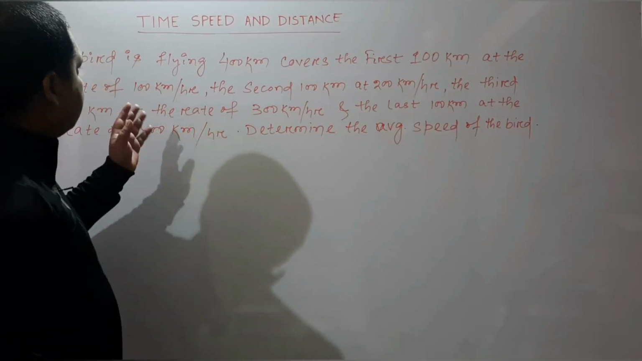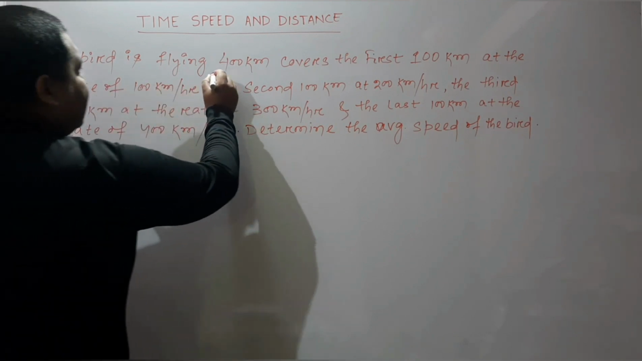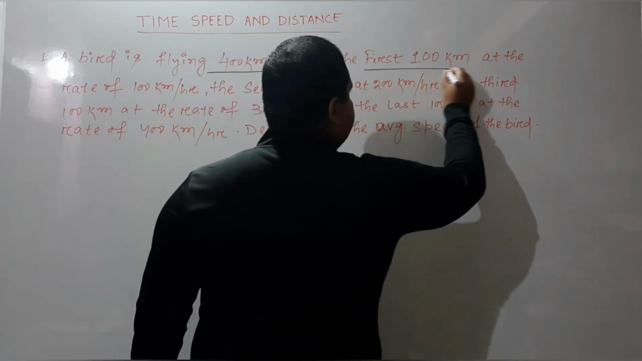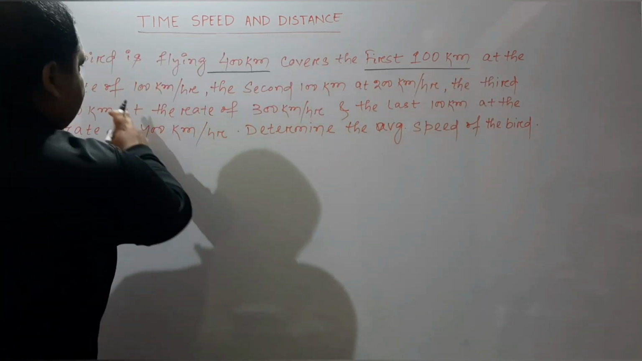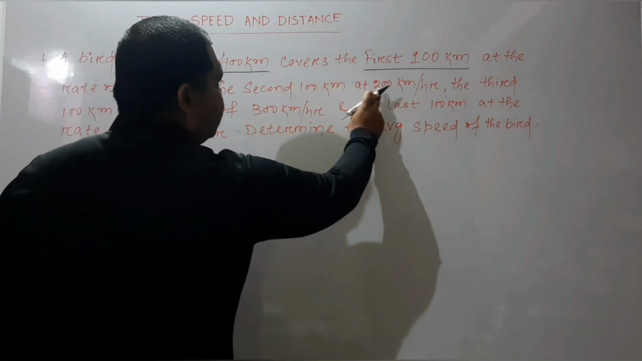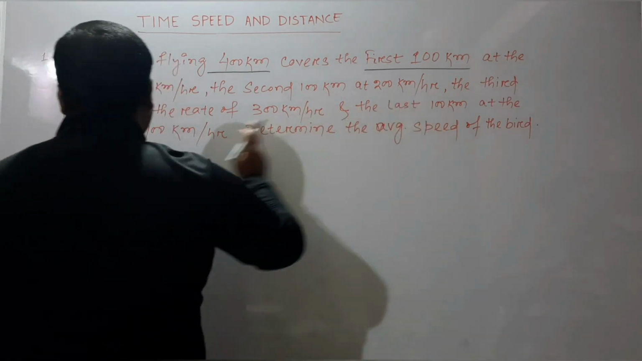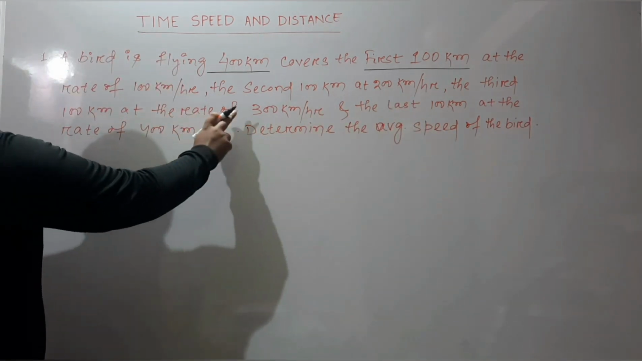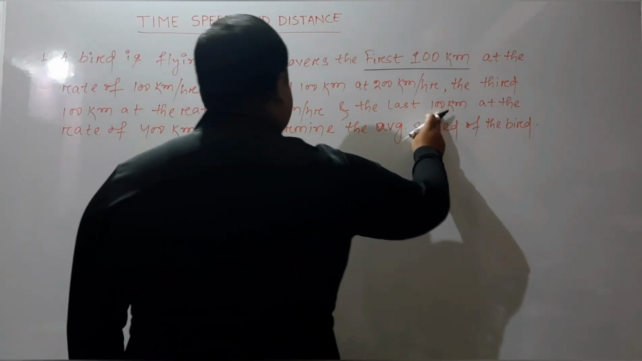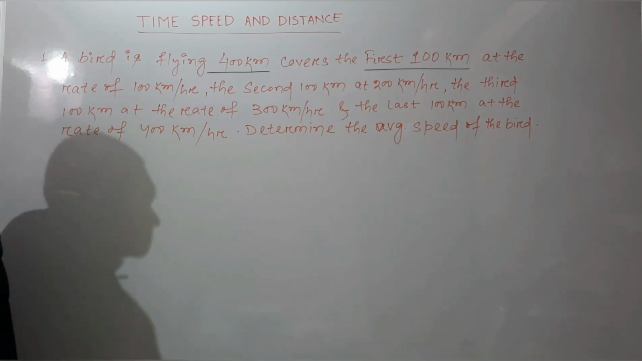Now look at this. Question number 1. A bird is flying 400 km, covers the first 100 km at the rate of 100 km per hour, the second 100 km at the rate of 200 km per hour, the third 100 km at the rate of 300 km per hour, and the last 100 km at the rate of 400 km per hour. Determine the average speed.